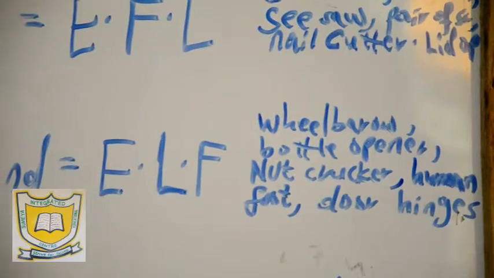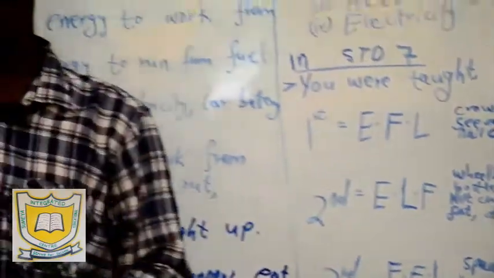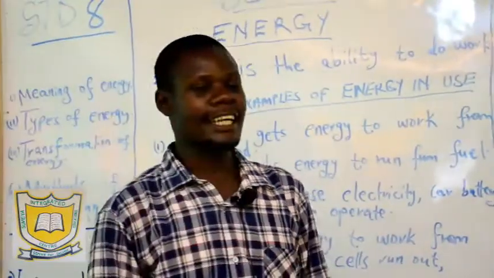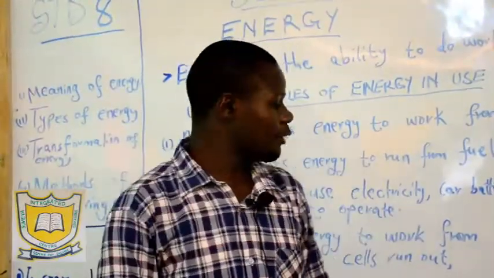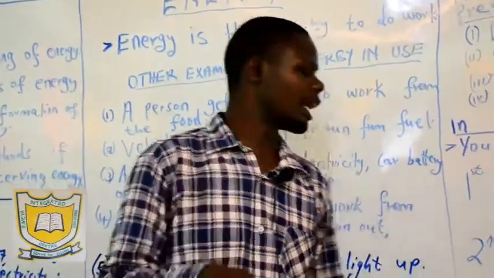When you are opening and closing the door, you will find that the load is the door, where you are holding your hand is the effort, and the hinges are the fulcrum. Now, those are some of the examples of machines under the second class lever.